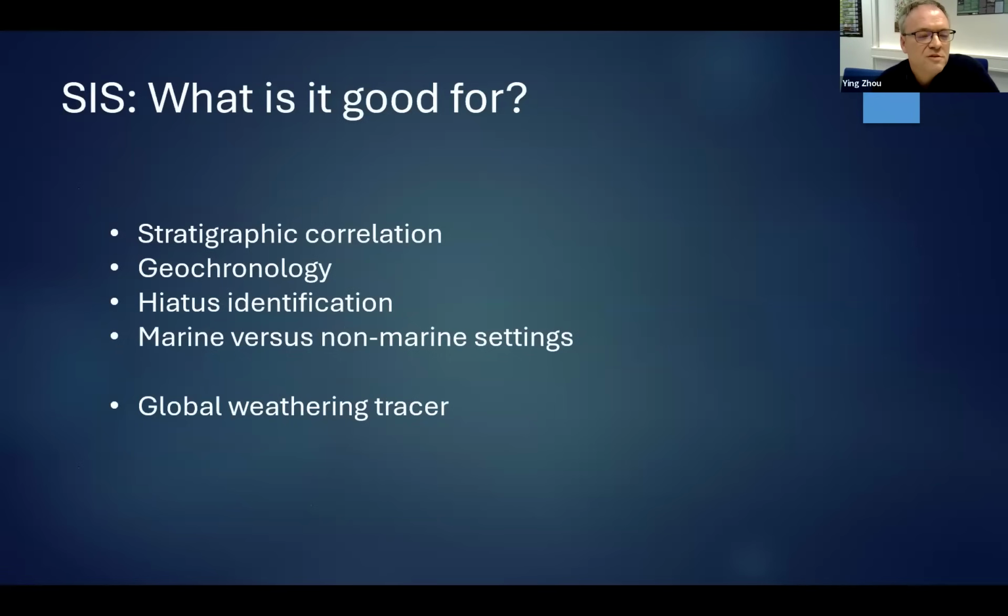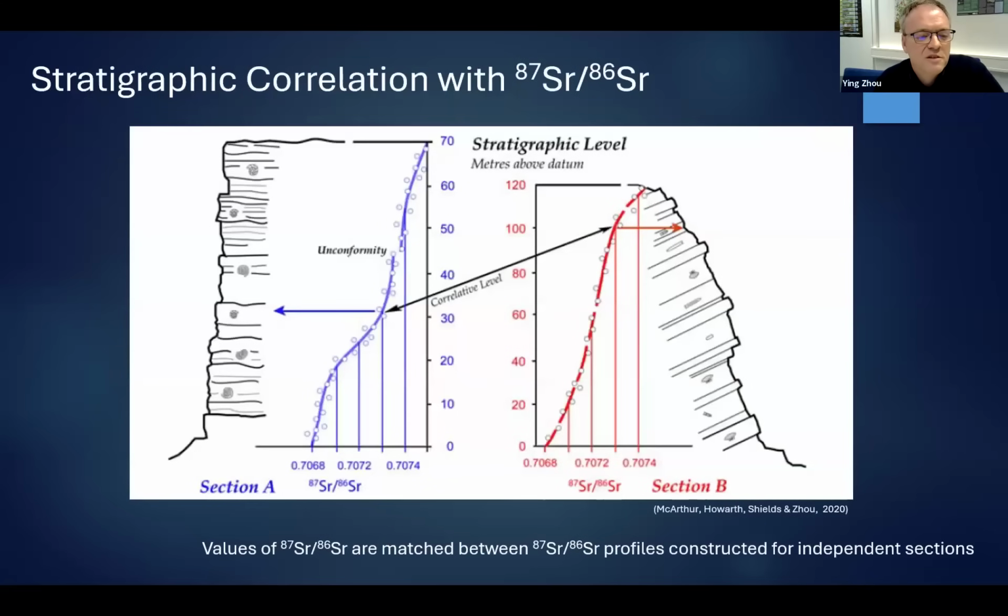Strontium isotope stratigraphy is useful for stratigraphic correlation, so two levels can be correlated together based on an identical strontium isotope ratio. It can also be used for geochronology, direct dating, identification of hiatuses, but also marine versus non-marine settings. I also talked about that; it is quite important if you're thinking about the origin of mineralization, for example, for barytes. And finally, as a global weathering tracer. So let's look at a few of those examples.